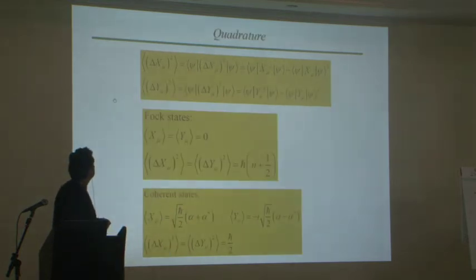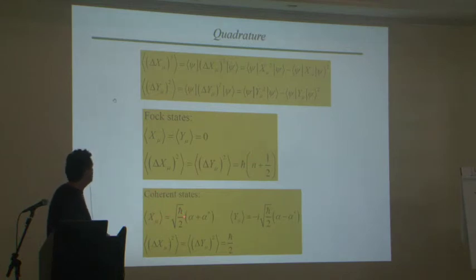Okay? So, for the quadratures, we have also fluctuations. For a Fock state, the average value of the quadratures is zero. The fluctuations are like that. They are equal on both quadratures, and they scale with the number of photons in the state. They are not minimum uncertainty states, we can see. Only if n is equal to zero does it become a minimum uncertainty state.